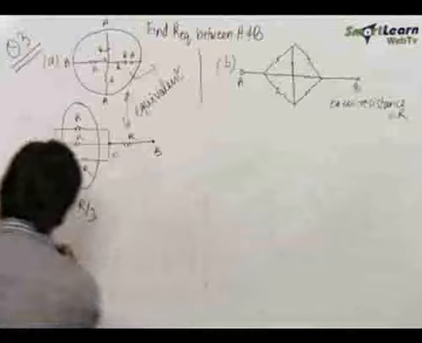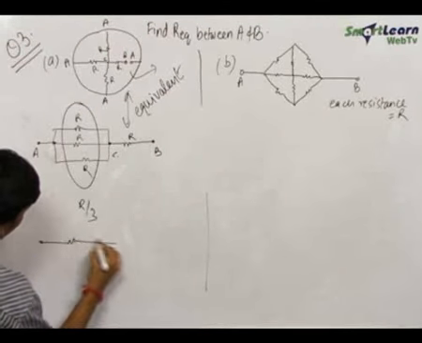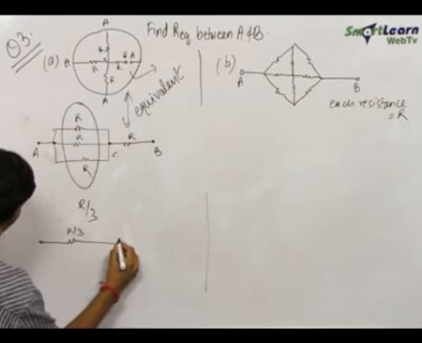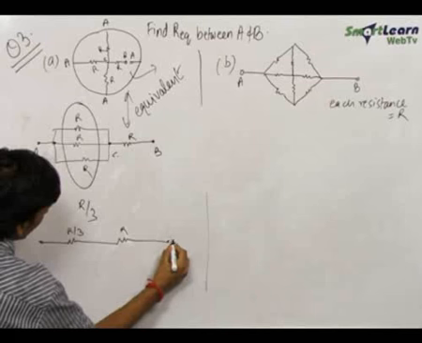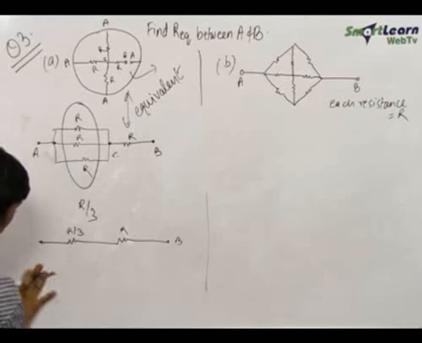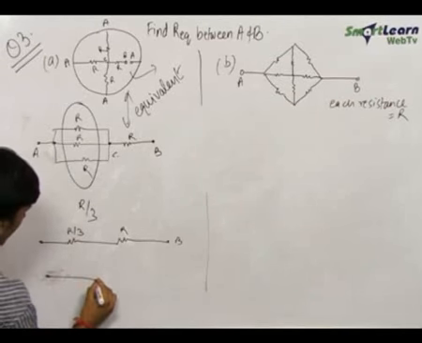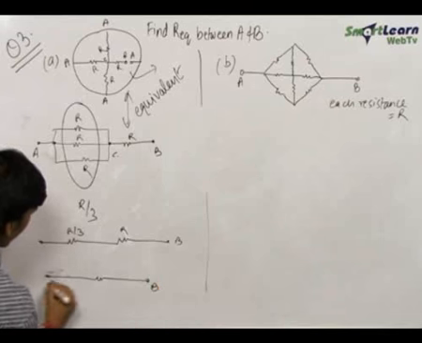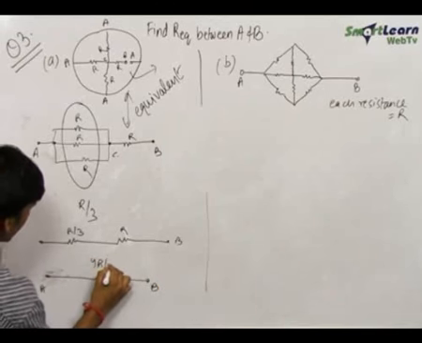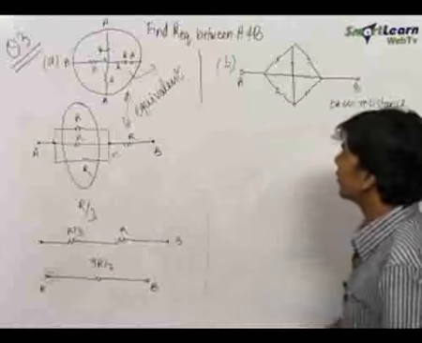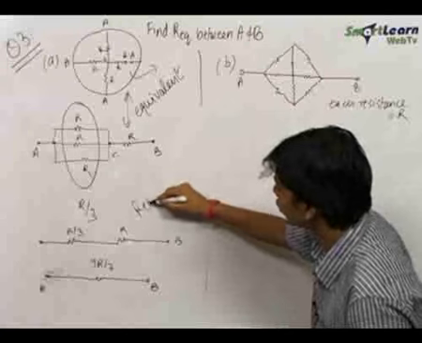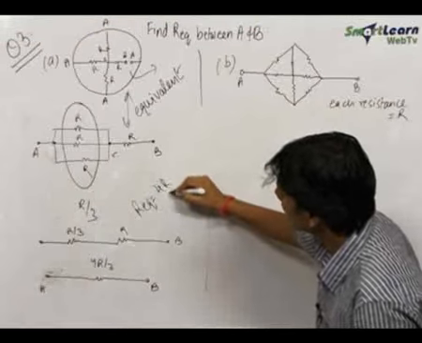Now replace this by R by 3, and we have another R over here. Since these two are in series, we add them up, so the equivalent will be 4R by 3 between A and B. Therefore, the final answer for the R equivalent in the first case comes out to be 4R by 3.